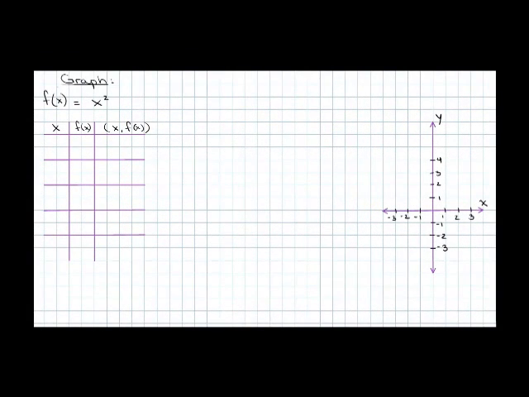Alright, we're going to be graphing this basic quadratic function f of x is equal to x squared. And I just want to remind you that f of x means the same thing as y. If you do not feel comfortable seeing the f of x, the function notation, you can replace it with a y. Interchange it with a y, it means the same thing, it's alright.